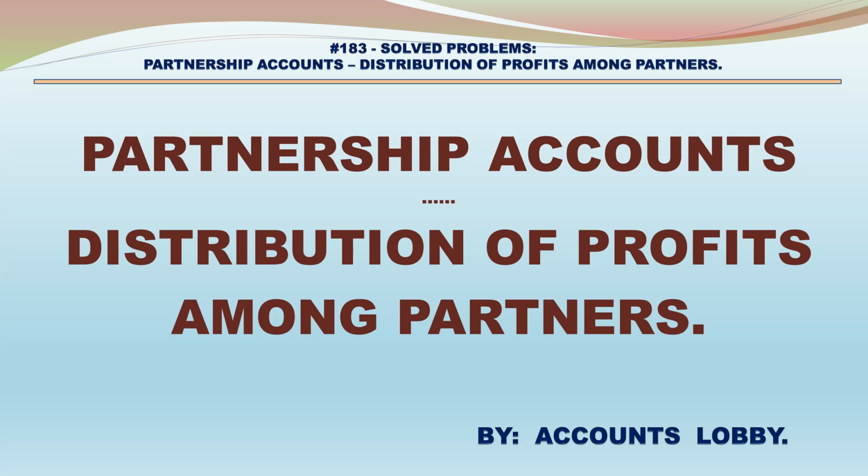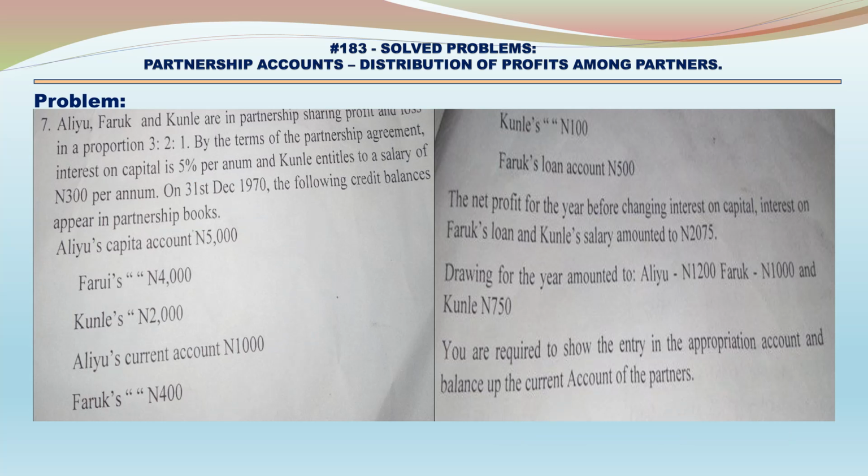Solved problems. Partnership accounts. Distribution of profits among partners. Problem: Aliyu, Farooq and Kunle are in partnership sharing profits and losses in the proportion of 3:2:1 by the terms of the partnership agreement. Interest on capital is 5% per annum and Kunle is entitled to a salary of 300 per annum. On 31st December 1970, the following credit balances appear in the partnership books.